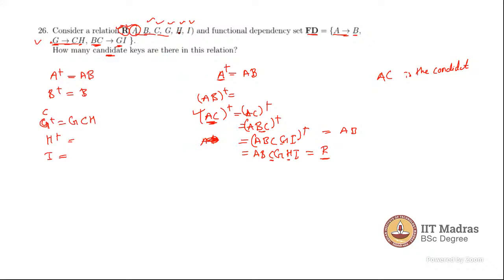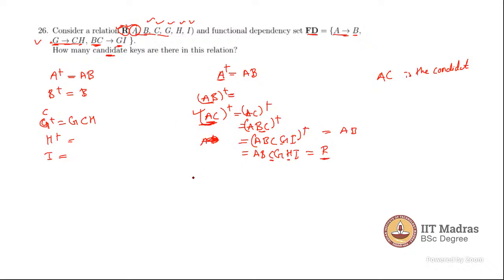No. Then we have to take all the possible combinations of A, that is AB, AC, AG, AH, and AI. Now I have taken A. Now I have taken AB here. We cannot determine all the attributes from AB. Now I have taken AC here. From AC we can determine all the attributes of relation R. So AC is the candidate key here.